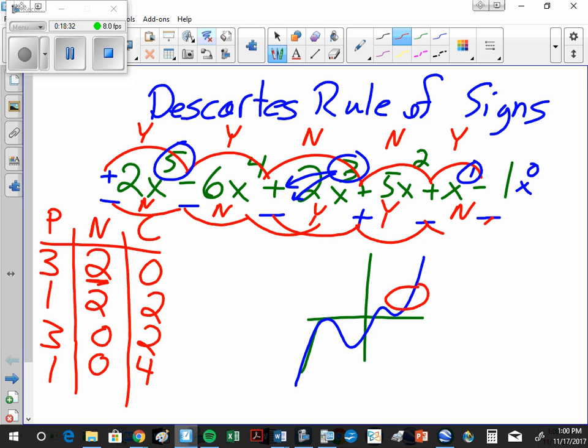Okay. What about this? 2, 2, 1. Can that happen? No, why not? You have to have 2 complex. Okay. What about 2, 1, 2? No. It doesn't work that way.